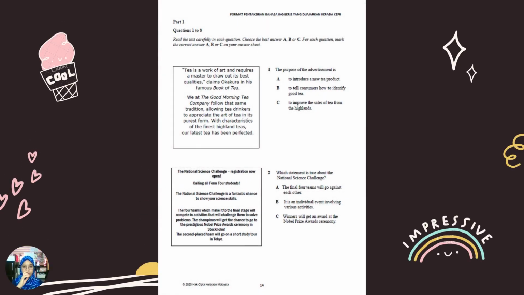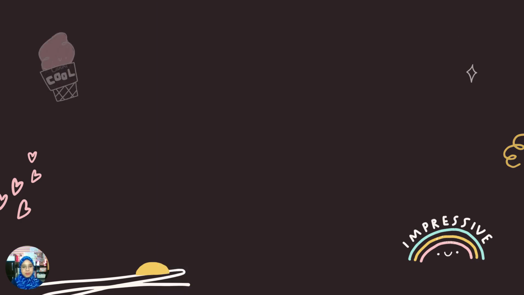Alright, so let's look at the examples so that it's clear for everyone. This is part 1. Remember, for part 1 we have 8 items. For part 1 you are going to be given a stimulus, and each question is based on a stimulus. So 8 different stimuli with 8 different questions. In this part, the instrument is MCQ, so you need to choose the best answer from A, B, C.